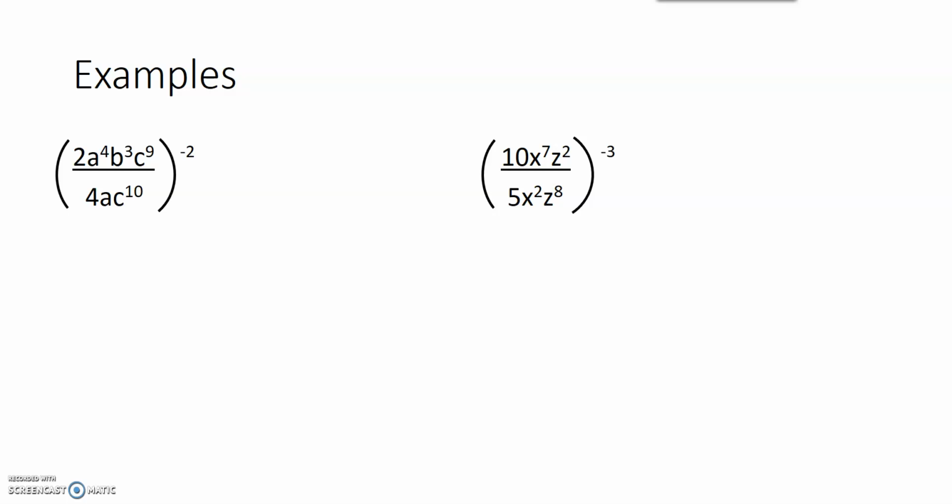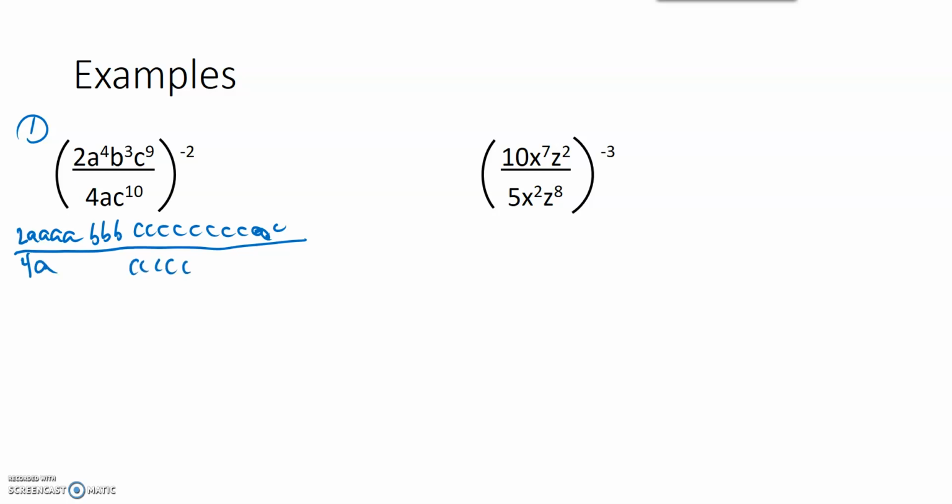Okay, we're going to start with the first one here. 2a to the 4th b cubed c to the 9th over 4a c to the 10th, all in parentheses to the negative second. First thing I want to do is simplify what's inside. So I'm going to write it all out. I have a 2, 4 a's, 3 b's, 9 c's over a 4, 1a, and 10 c's.